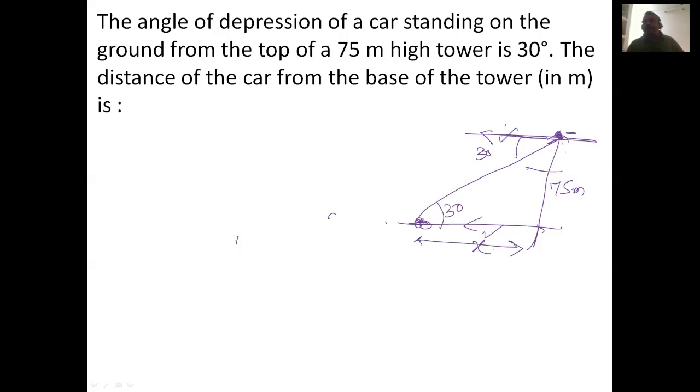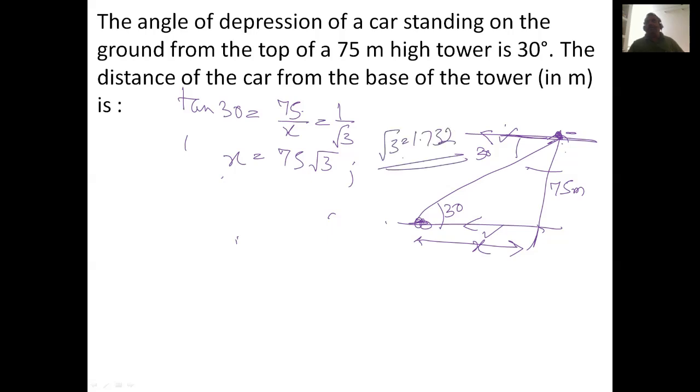So again we will use this same formula, tan 30 is equal to 75 upon x, and we know that the value of tan 30 is 1 by root 3, and from here we will cross multiply, we will get x is equal to 75 root 3. Well, you can also use the value of root 3 is equal to 1.732. Wherever required we can use this value.